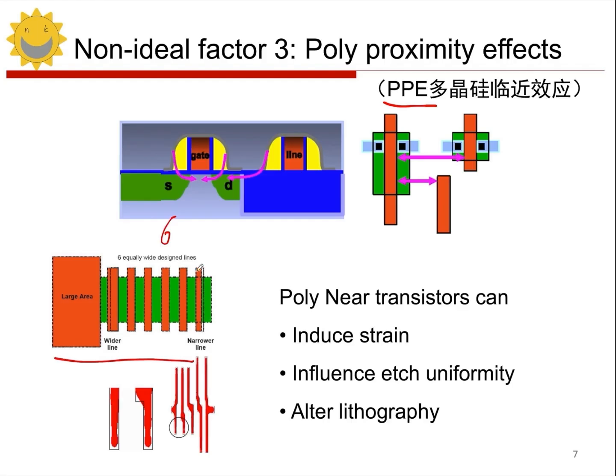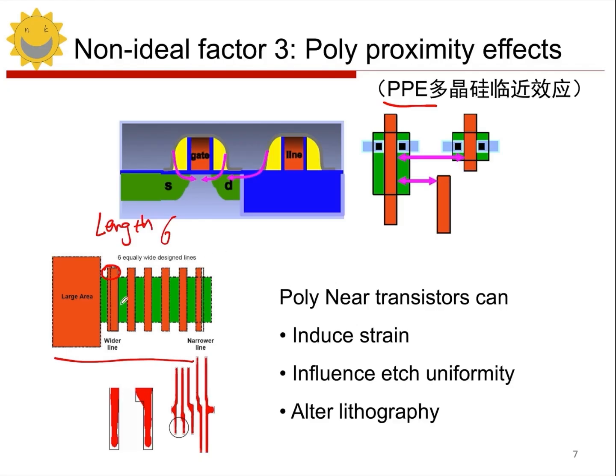What phenomenon will it cause? What will we find? The far left finger has a large area of poly around it, so its etching speed will be relatively slow. So after processing, this finger, L is its length, right? Its length is longer, because the etching is slower, so it is longer.